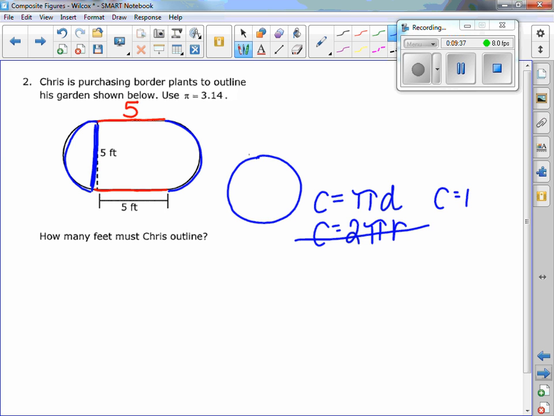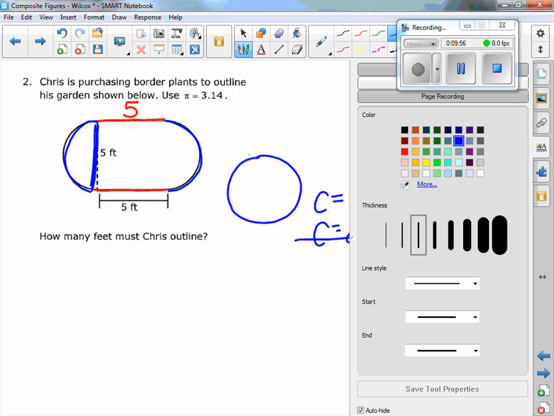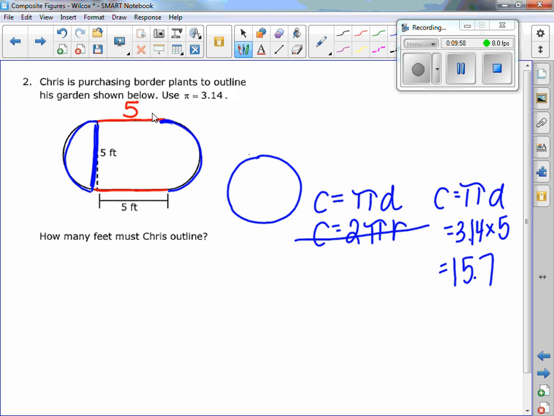Circumference is equal to pi times diameter. So 3.14 times my diameter of 5. When you multiply that out, 3.14 times 5, you get 15.7. That's the distance around my 2 blue pieces that you're seeing on my shape. So that's the distance around these two curved edges.